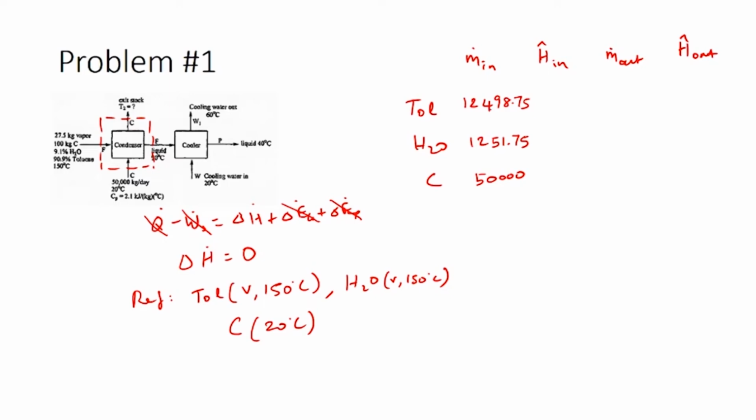There is no change when it comes to the chemical composition of the system, it is only the phase which is being changed. So, we will have 1249.75 kilograms of toluene leaving per day, 1251.75, sorry, this should be 1251.25 kilograms of water leaving per day, and C is 50,000 kilograms of coolant leaving per day.